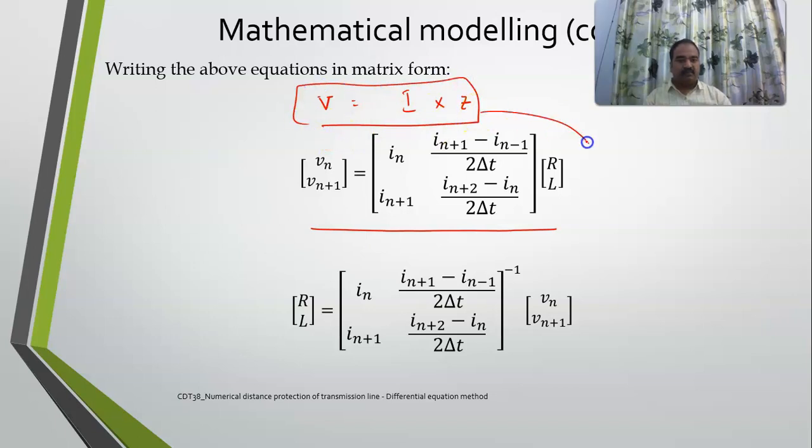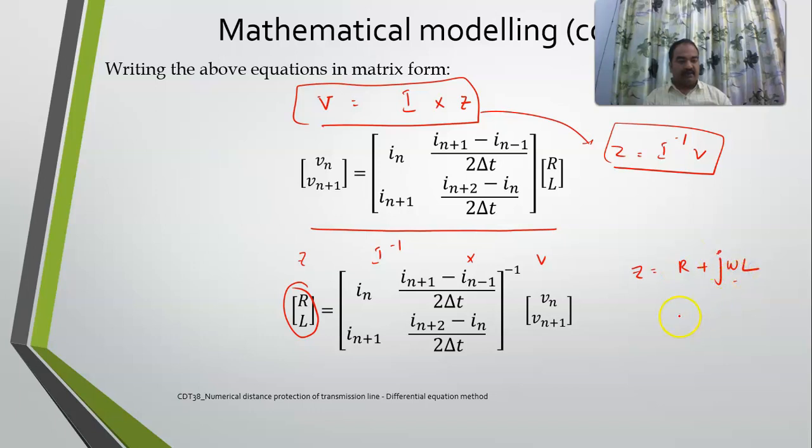To obtain Z, Z is equal to I inverse into V, right? So this is the Z matrix, this is I inverse, and this is the V matrix. Okay, you can go with solving problems on this one. Once you determine this R and L individually, then Z is calculated based upon R plus j omega L, where omega is nothing but your 2 pi F. F is nothing but your signal frequency.